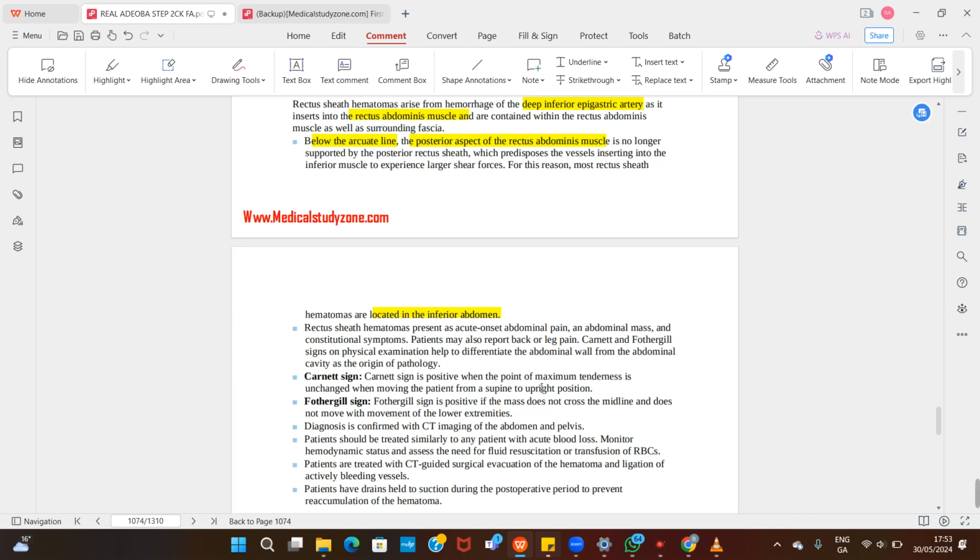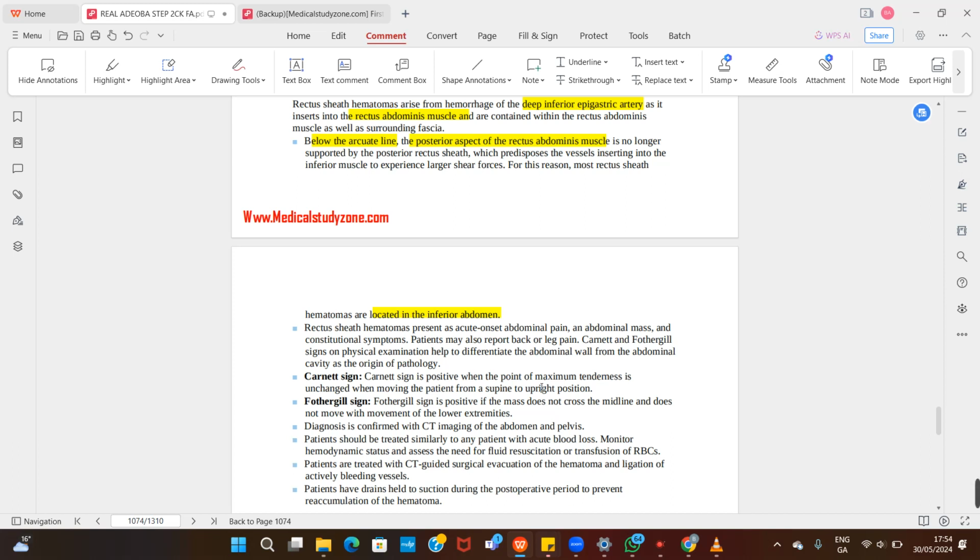So when the patient is initially supine and they sit up, it contracts the rectus abdominis muscle, and you notice that the point of maximum tenderness is either unchanged or increased, right? It doesn't reduce. It does not reduce. So that's about the Carnett sign.